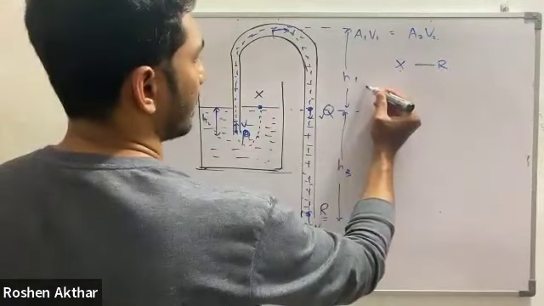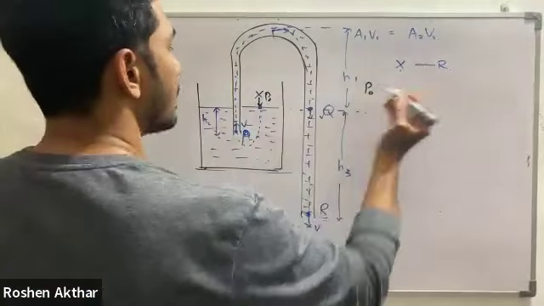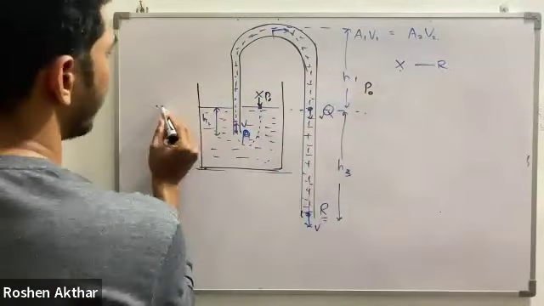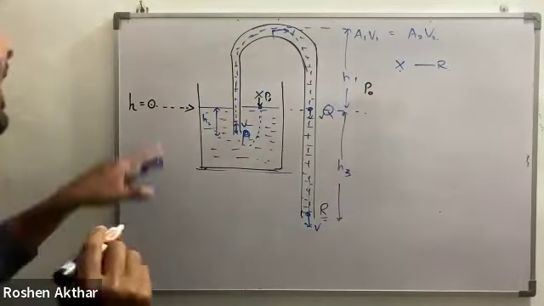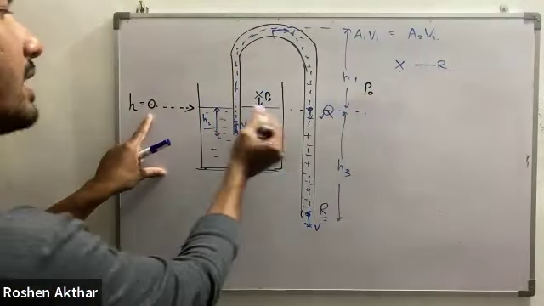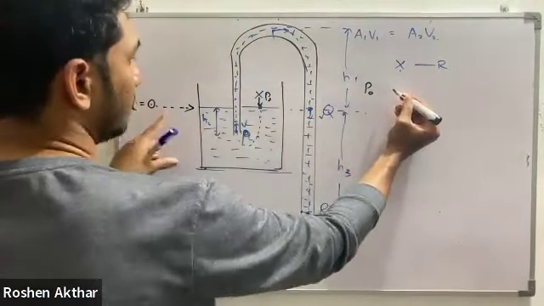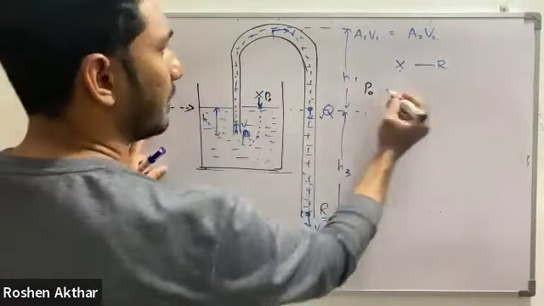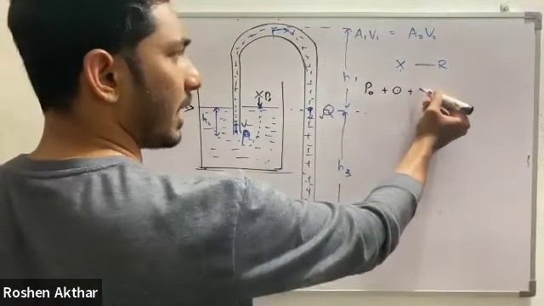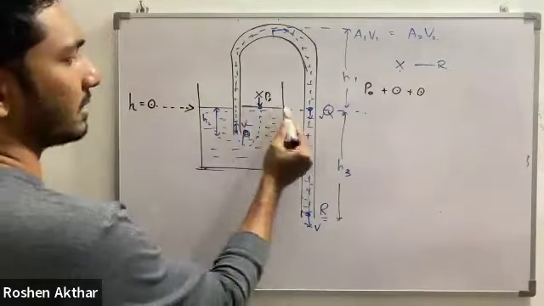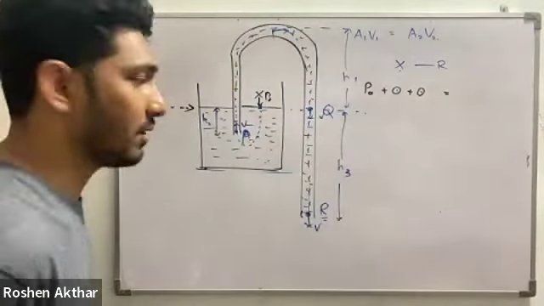At X, the pressure is P naught, atmospheric pressure. Let's take this as the zero potential level, so the height will be measured from here. At this level the height should be 0, so H rho G will be 0. Half rho V square will also be 0 because we took this level as not moving. Yes. And then at the point R, what is the pressure?